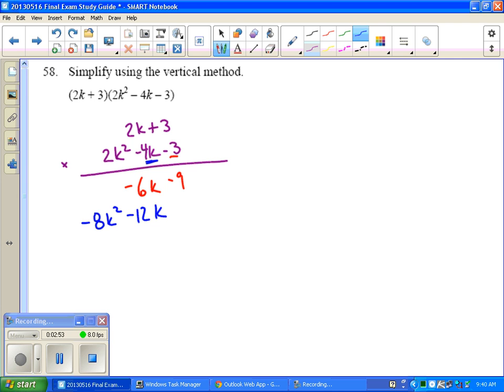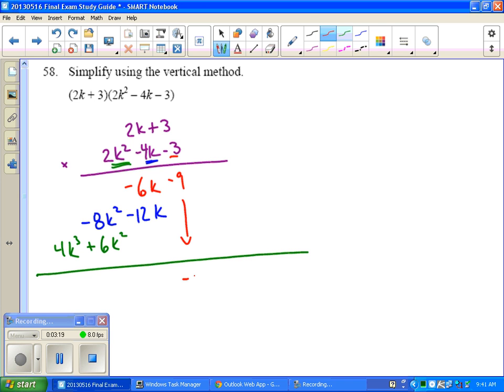And the last one you want to do, 2k squared times everything at the top. 2k squared times 3 is positive 6k squared. And 2k squared times 2 is positive 4k to the third power. So now we have everything stacked on top of each other, and we add them up. There's only one constant up there, negative 9, so it just comes right down and becomes negative 9.